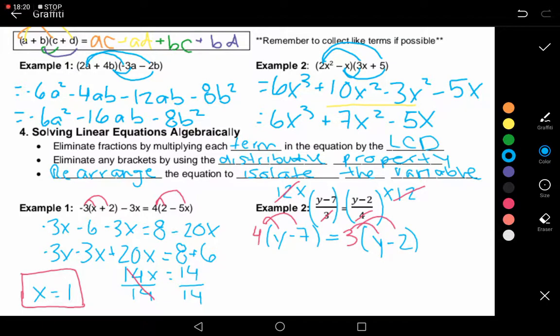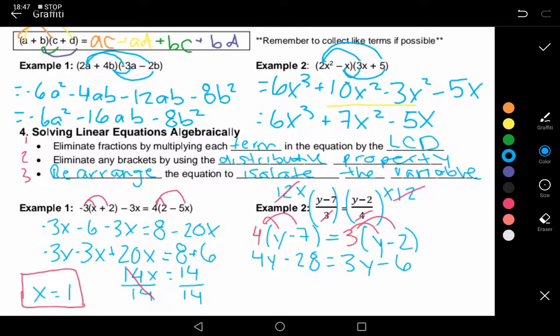4 times y is 4y. 4 times negative 7 is negative 28. 3 times y is 3y. And 3 times negative 2 is negative 6. Okay, third step here. You even might want to label these 1, 2, 3. Third step is to rearrange the equation to isolate the variable.